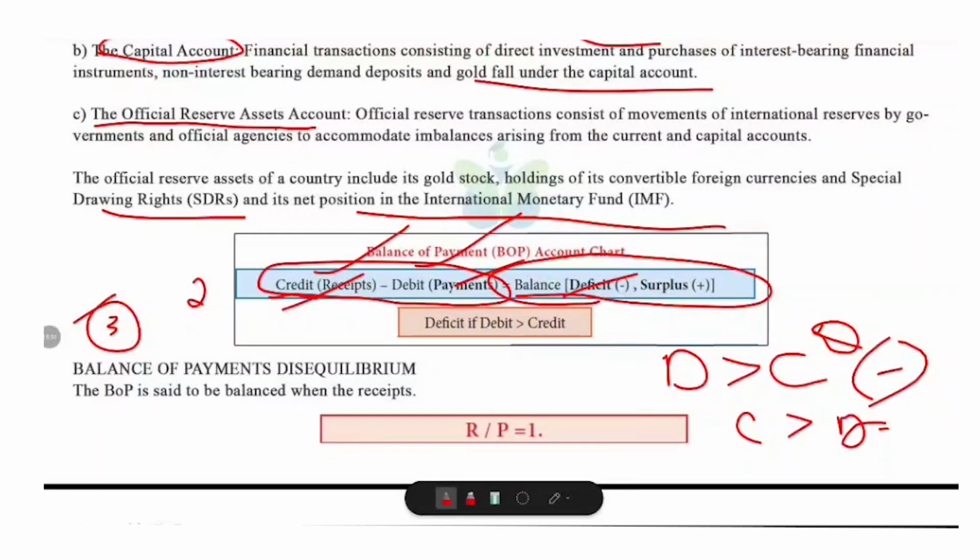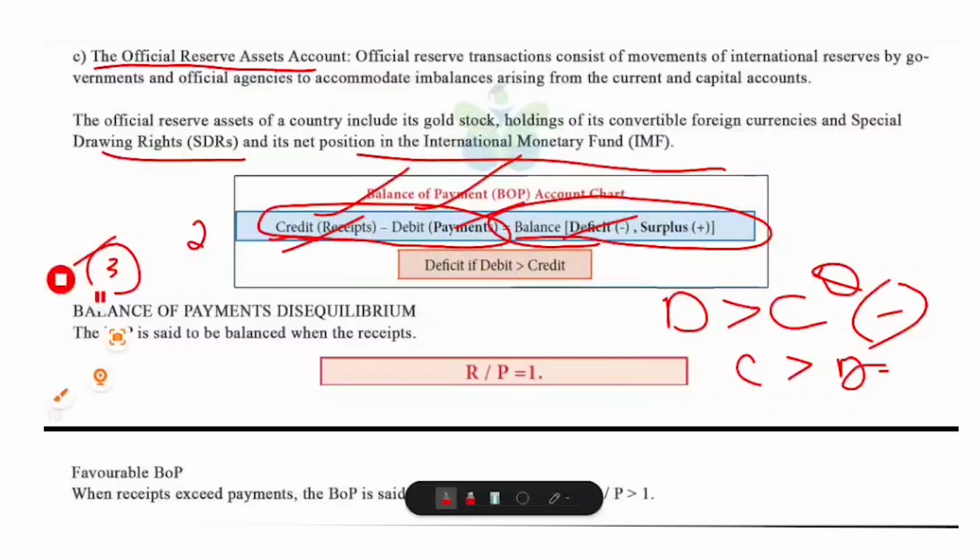Okay. Now, if receipt by payment, R by P, is equal to 1, that means the country neither loses nor gains net foreign exchange. But if it is not equal, what does this mean? There is BOP disequilibrium, meaning the country has either a deficit or surplus.